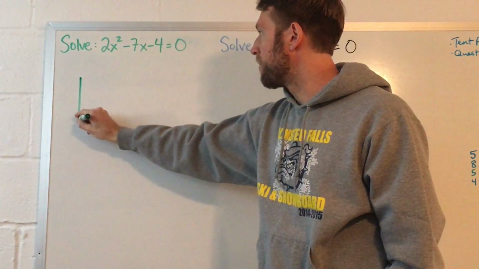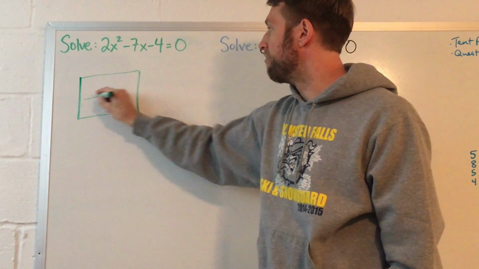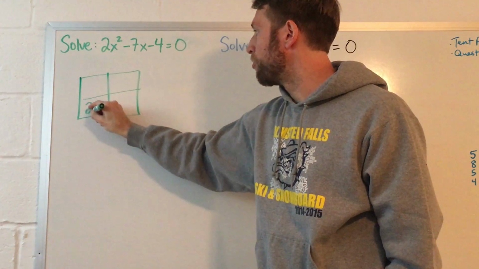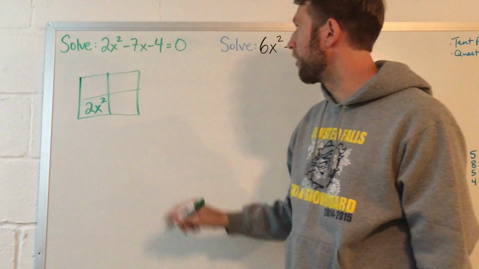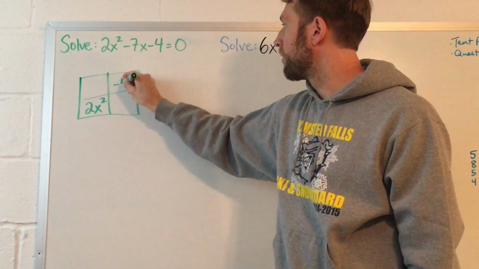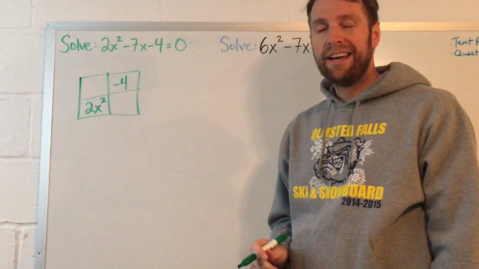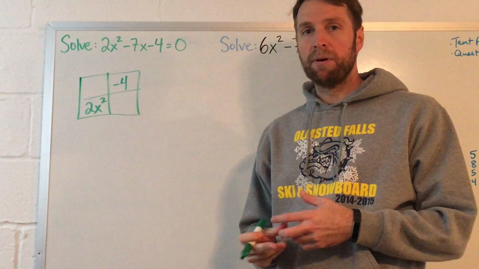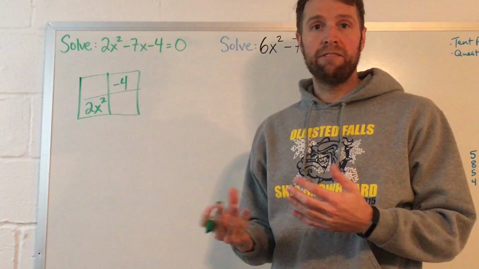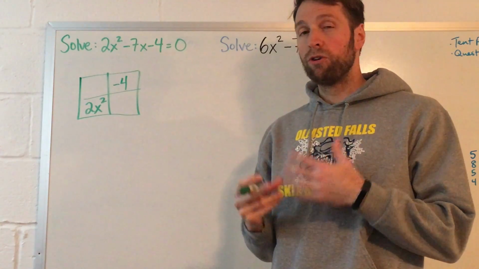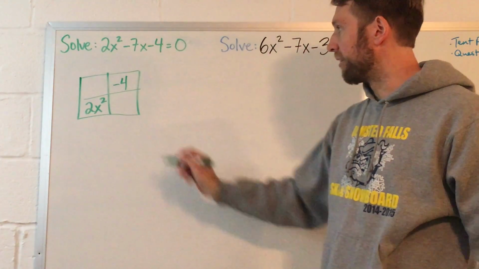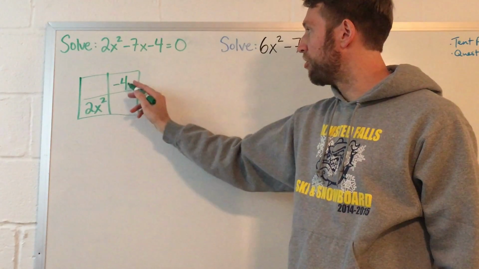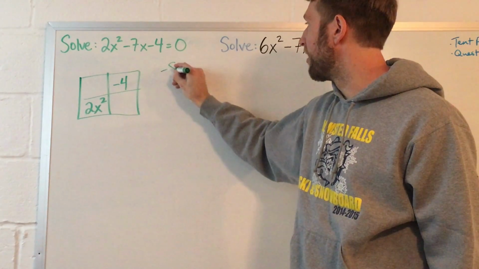So the box method seems to be a pretty popular method to visualize it. So we can set up 2x squared in any corner, and then the -4 in the opposite corner. And the key to factoring is multiplying. Remember that factoring a number like 20 really means 1 times 20 or 2 times 10. It's multiplying. So we want to multiply the diagonal, which is 2 times -4 gives us -8.